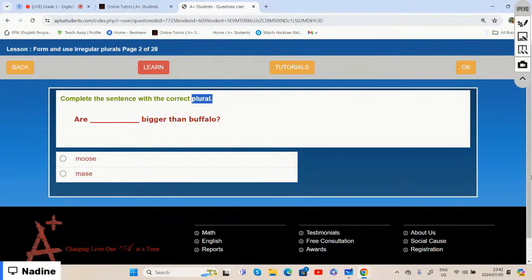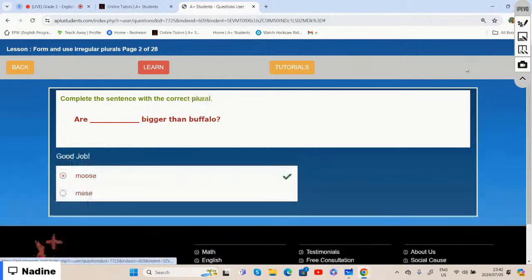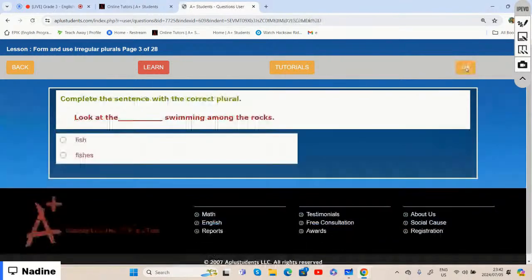All right, and if we were to select the correct answer, then yes, moose stays moose. So are moose bigger than buffalo? Moose is singular and moose is plural. So well done, moose is correct. We need to select the correct plural.